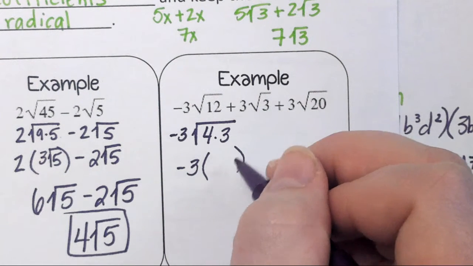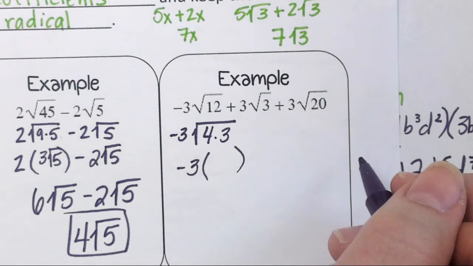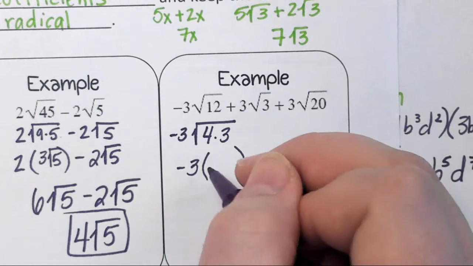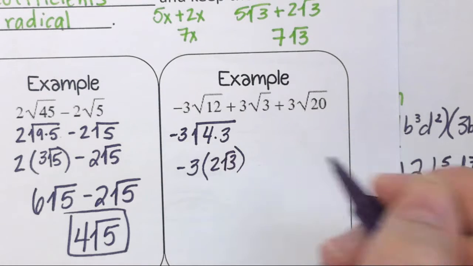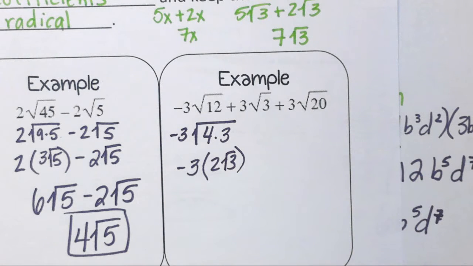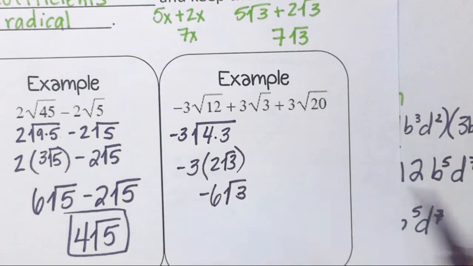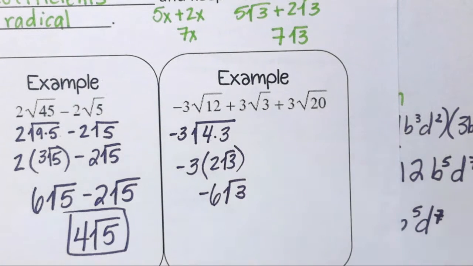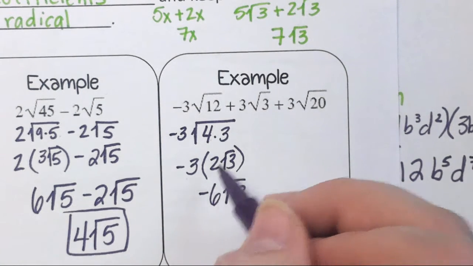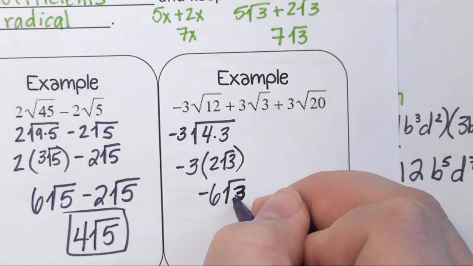Okay, but if I give them a divorce and then I simplify, what do I end up getting? 2 square roots of 3. Thank you, dear. Okay, and then if I did negative 3 times 2, what would I get? Negative 6 square roots of 3. So again, I broke down 12 into 4 and 3. I know the square root of 4, that's 2, so I got negative 3 times 2 square roots of 3. And then I just multiplied. Negative 3 times 2 is negative 6, so I have negative 6 square roots of 3.